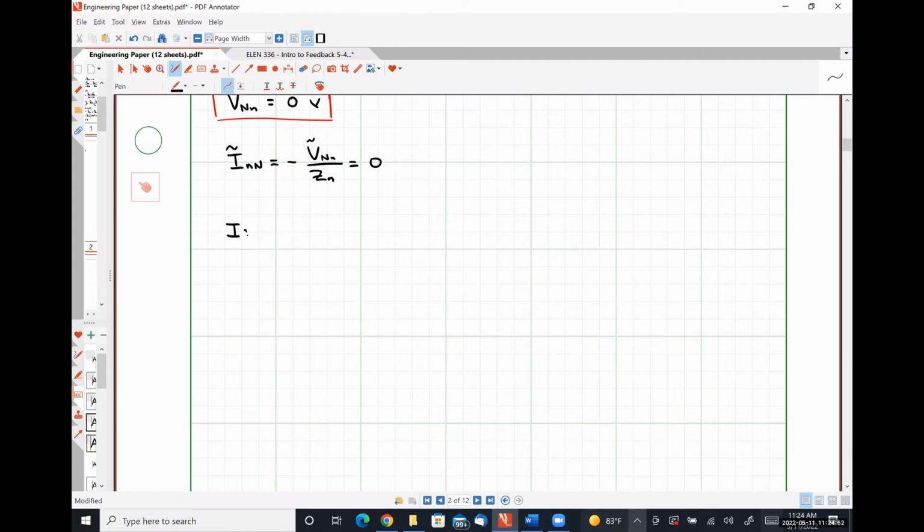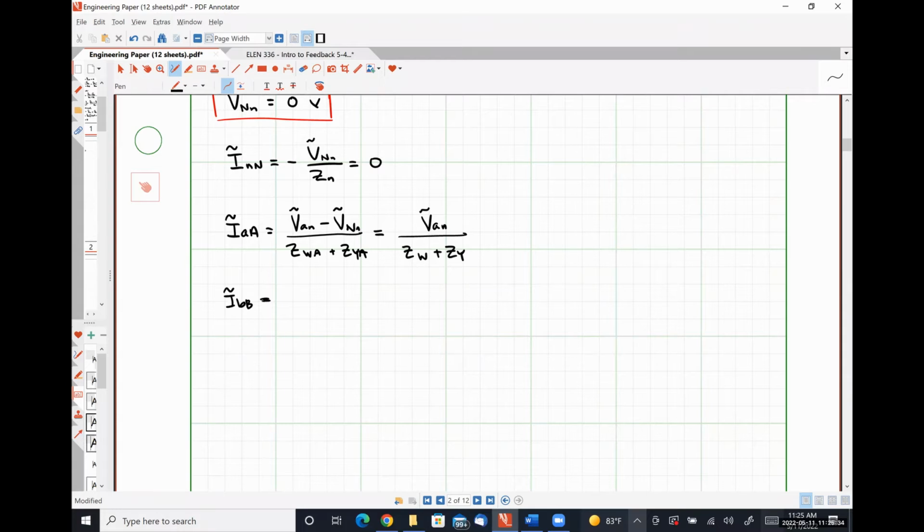So our line current IAA, which is expressed as VAN minus VNN over ZWA plus ZYA, for a balanced system is just going to be VAN divided by ZW plus ZY.